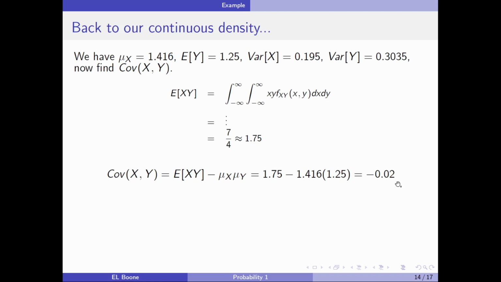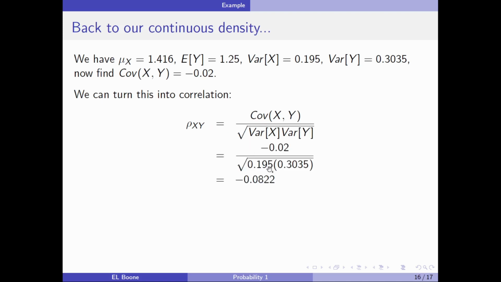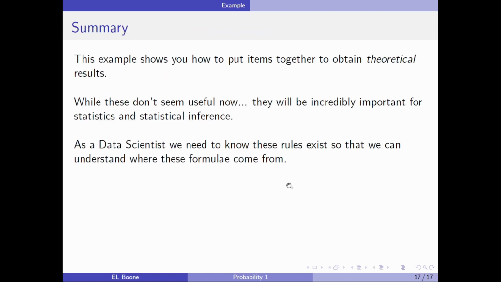Now we're almost done. We can turn this into a correlation using this formula, the covariance over the square root of the variance of x and the variance of y. So let's do that real quick. Plug in our numbers, and we'll see that our correlation is negative 0.0822. So we've actually found a theoretical correlation for this. Moving on. This example shows you how to put all the items together to obtain a theoretical result.